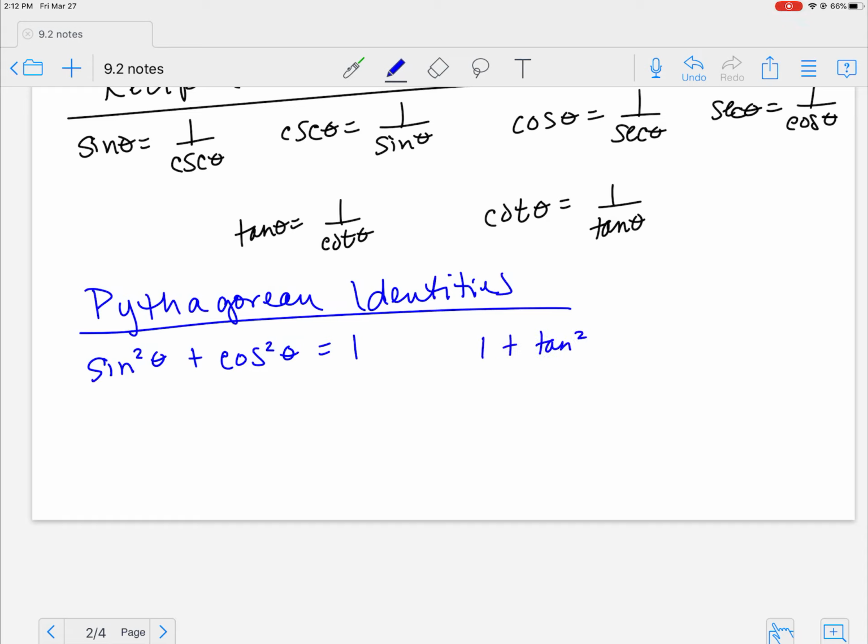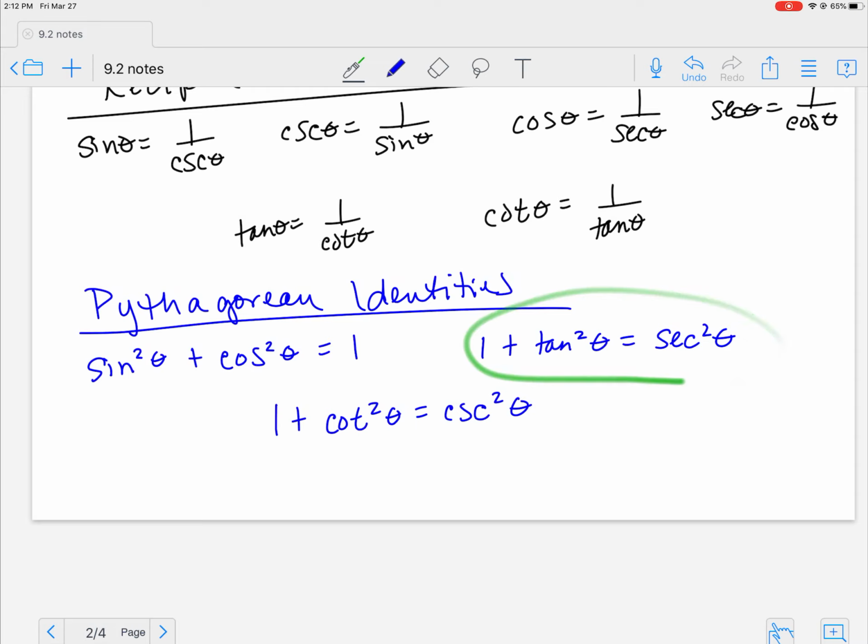All right. Also, if we manipulate these and work these around, you can also come up with 1 plus tangent squared of theta is equal to secant squared of theta. All right. And our third and final, 1 plus cotangent squared of theta is equal to cosecant squared of theta.